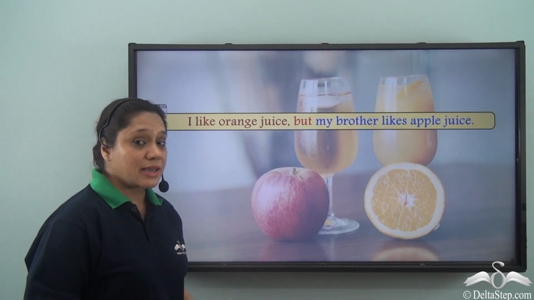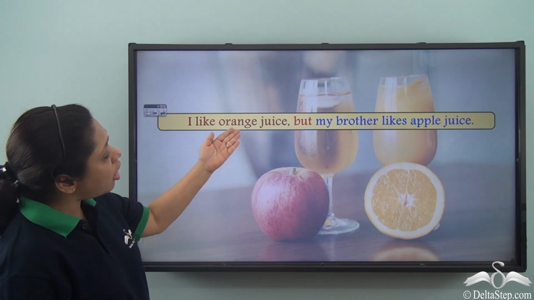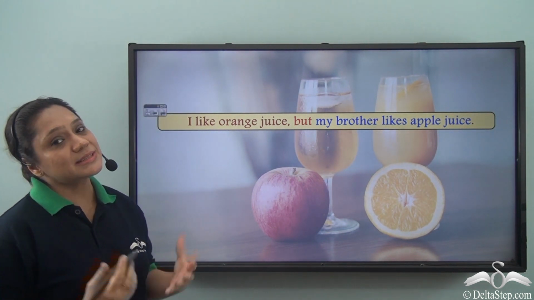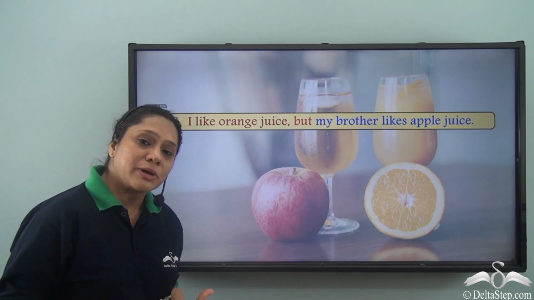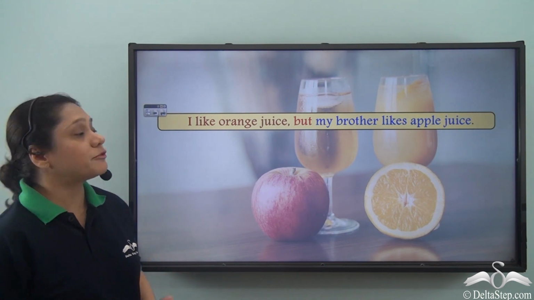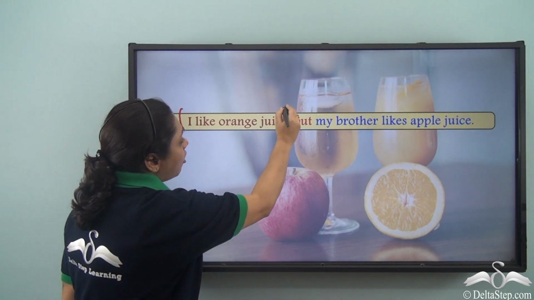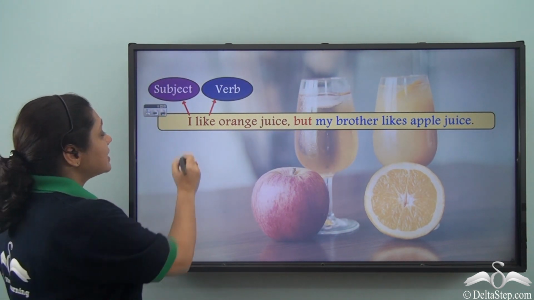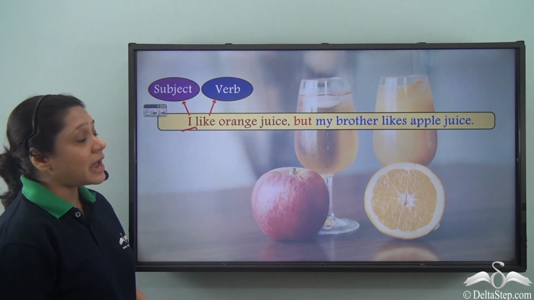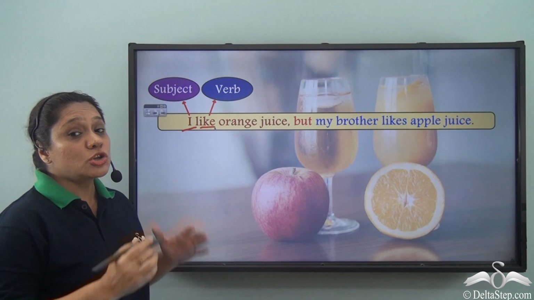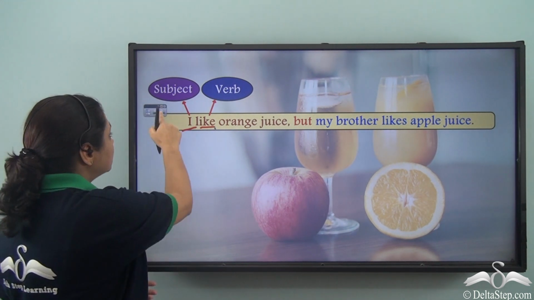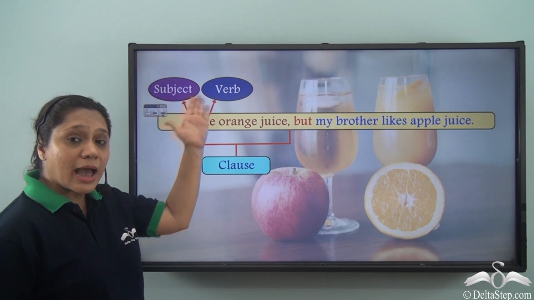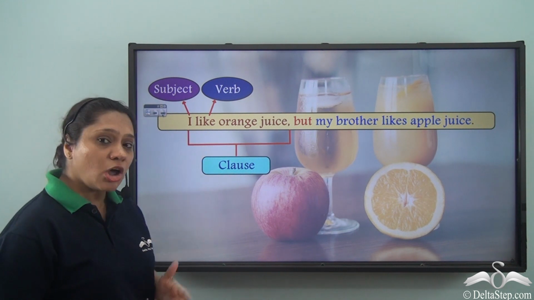Now we have a sentence here which reads, I like orange juice, but my brother likes apple juice. Now this is a long sentence, so we are going to look at it in parts. Let us take the first part. I like orange juice. Now what do we see? This part of the sentence has a subject I and it has a verb like. So this group of words is a clause. If you remember, a group of words having a subject and a verb is a clause.